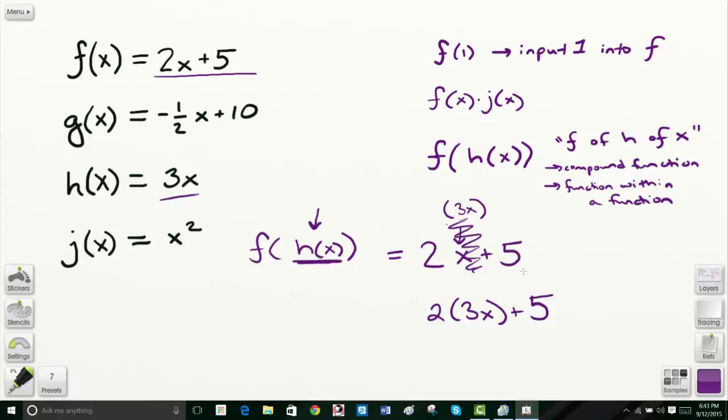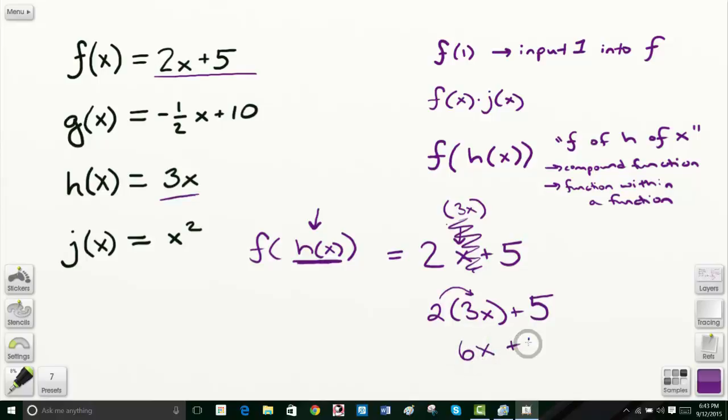So that's kind of what's happening here. We have a function that's eating another function. It's got the h of x inside of the f of x. And so wherever there was a variable, I replace it with the function that it ate. So let's take another example. By the way, in case you were wondering, this does simplify. I would share that 2 and get 6x.